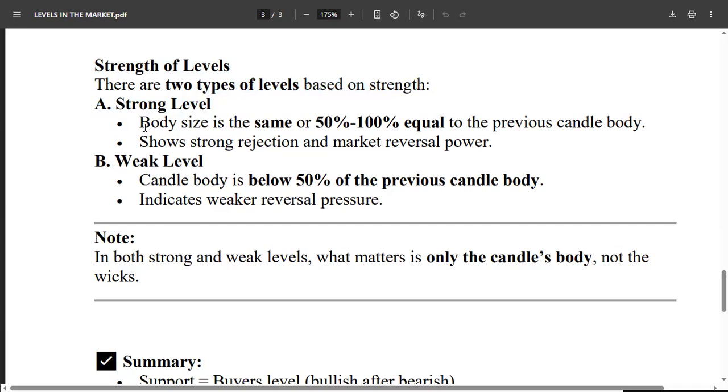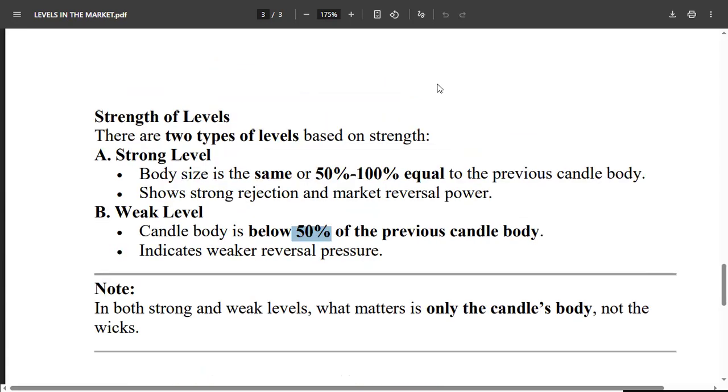For a strong level, we look at the body size of it, where if a bearish candle comes after the bullish candle, we need to see those candles' size, if it is 50% or 100% of it. And a weak level is always where the bodies of the candles are 50% below. We're going to see that in the chart.